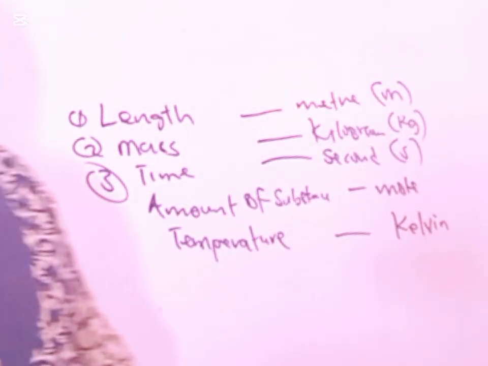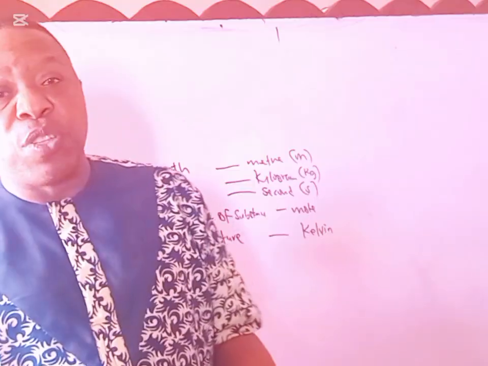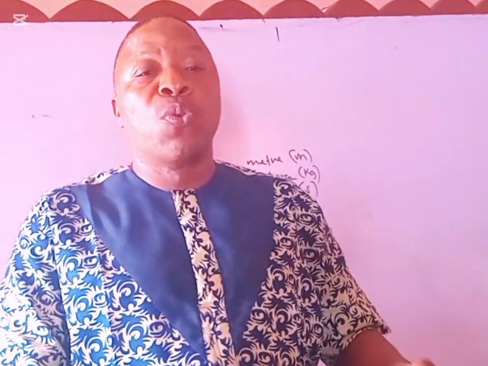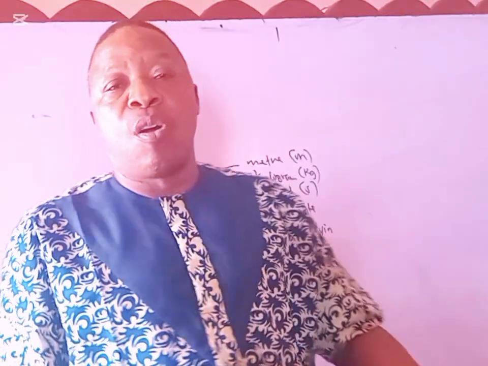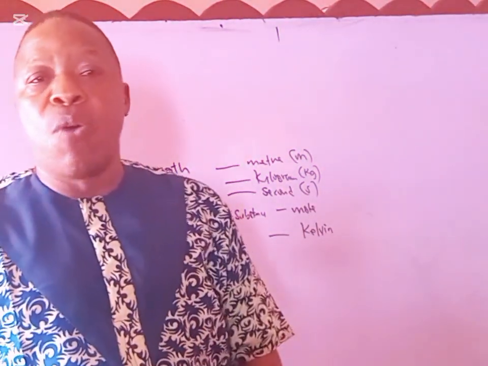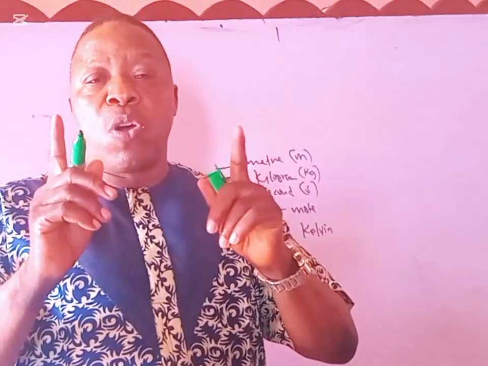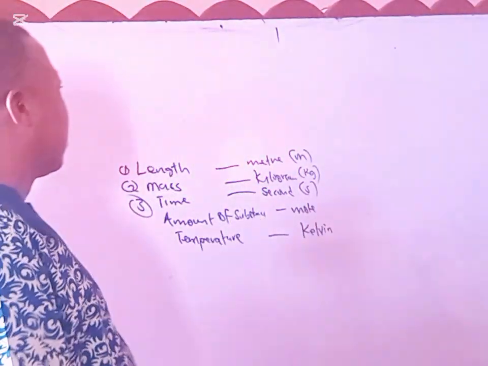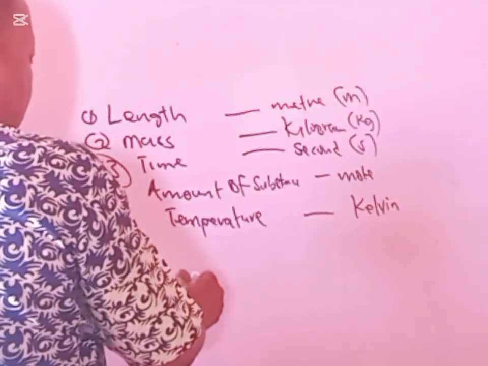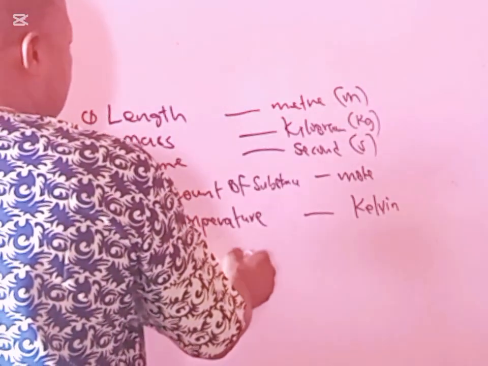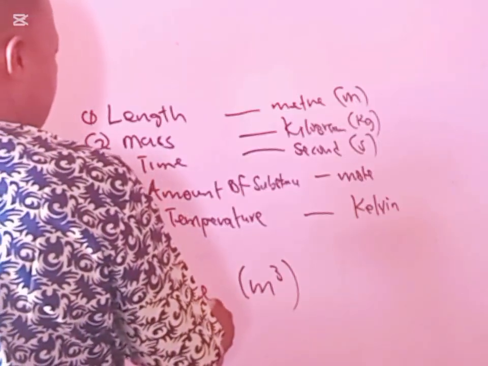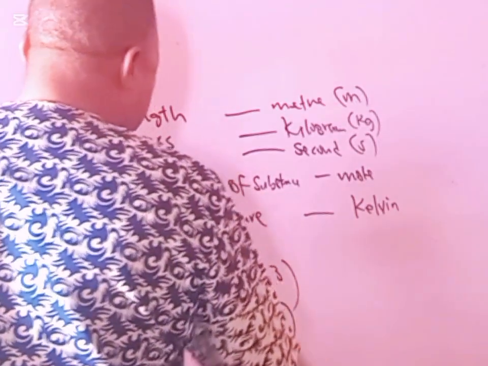So we also have derived quantities. These are quantities that are derived by a combination of one or two or three of the fundamental quantities, or by a multiplication factor of one of the fundamental quantities. And they include volume, which is meter cube. We have area, which is meter square.